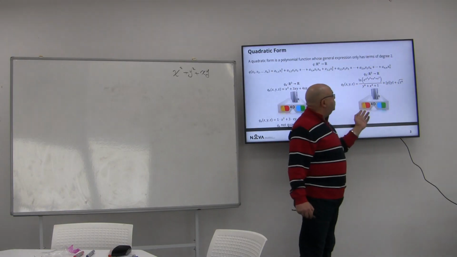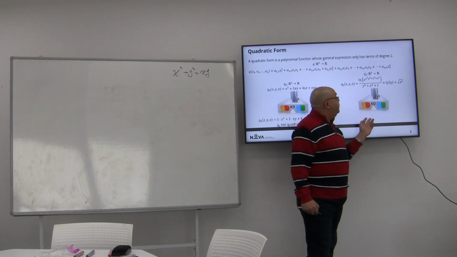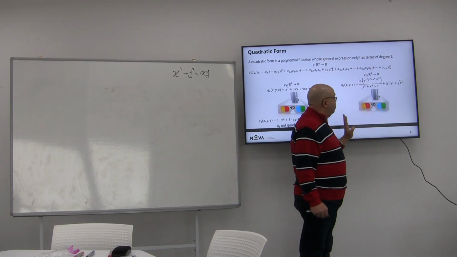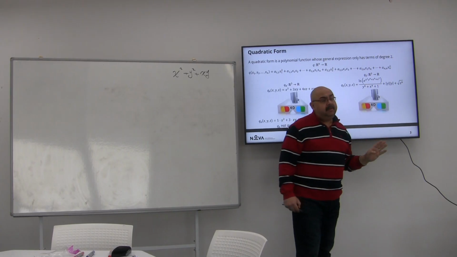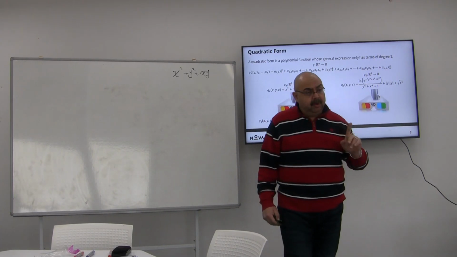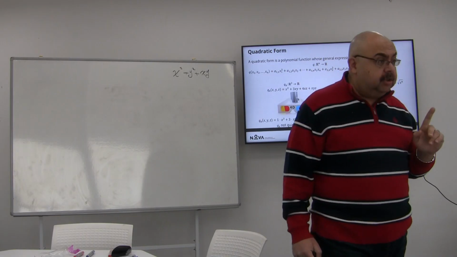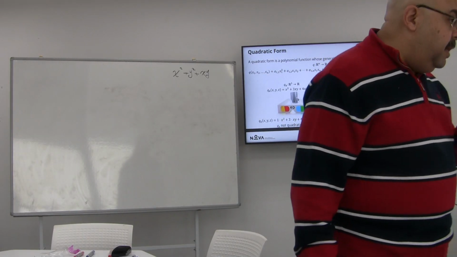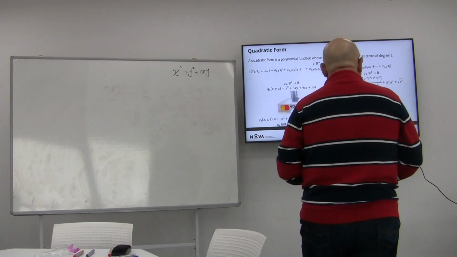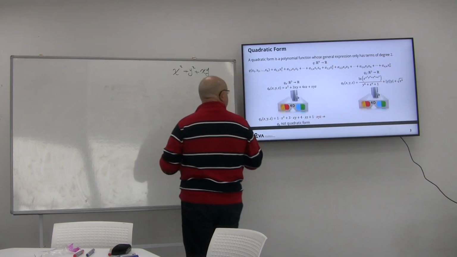But what about this function? If you take a look at this function at first glance, it's not going to be easy to determine. But remark that if you simplify this function, maybe you will be able to determine if it is a quadratic form or not.